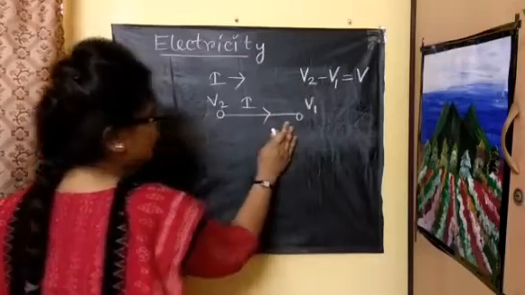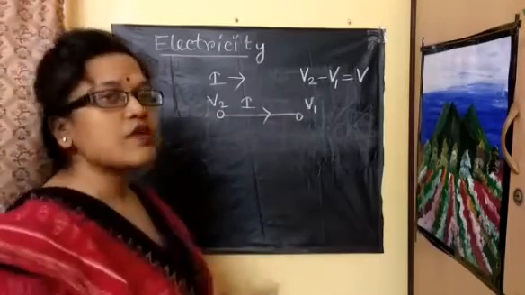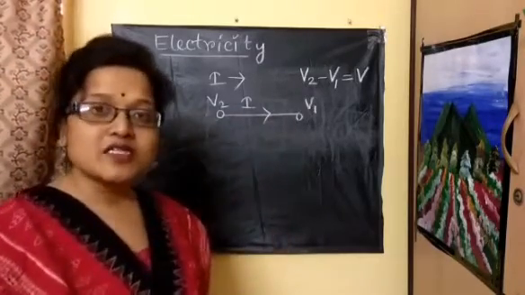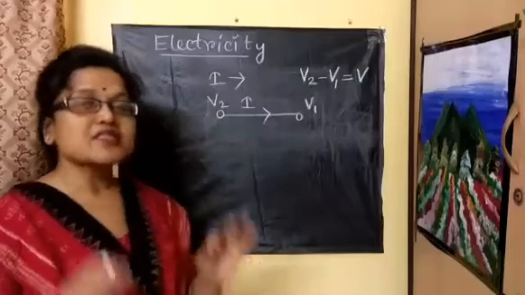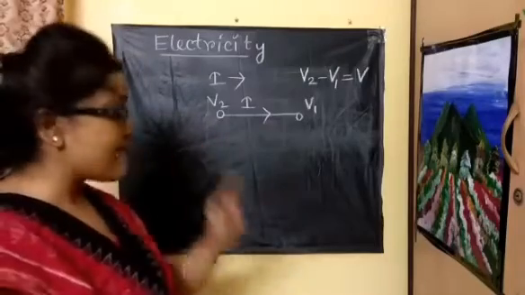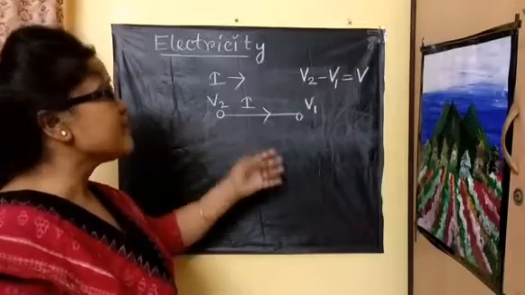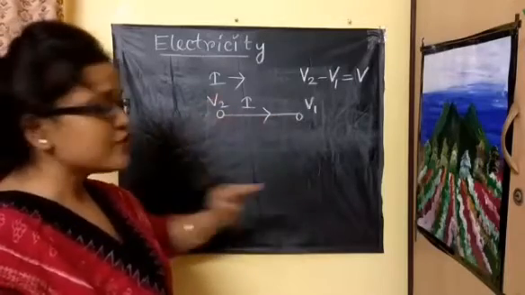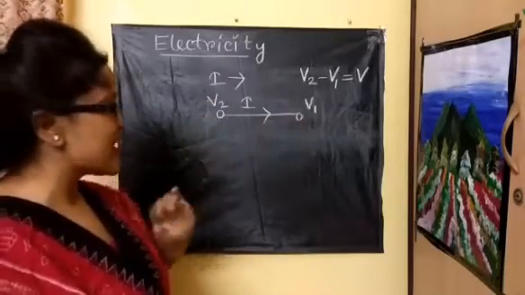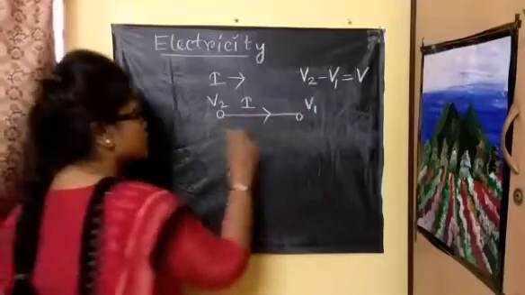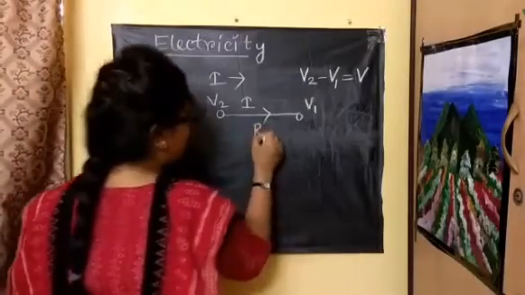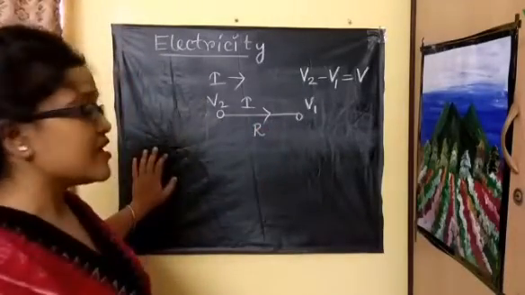Now this is a solid conductor. Solid conductor means it may be a copper wire, it may be a silver wire or something else. It has material, it has atoms, it has molecules. So all of that will give an opposing force to the free electrons which flow through the circuit, and that opposing force is called R.